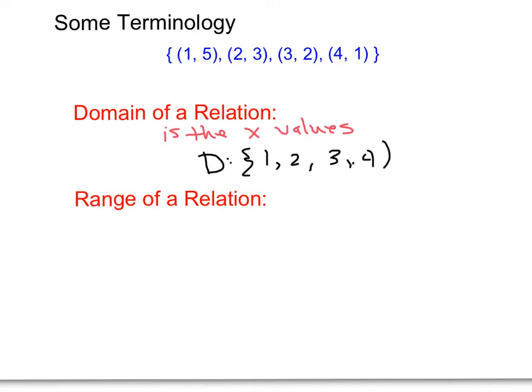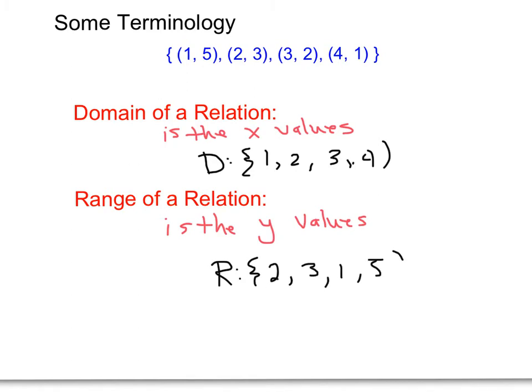And so the range is then the y values. And so I can write this, well, the R stands for range in a curly bracket, all the values that we have for y, which are 2, 3, 1, and 5. And typically we can write them in any order. It doesn't really make a difference how we write them, as long as each one of them is represented in this bracket. So the domain is the x values and the range is the y values.